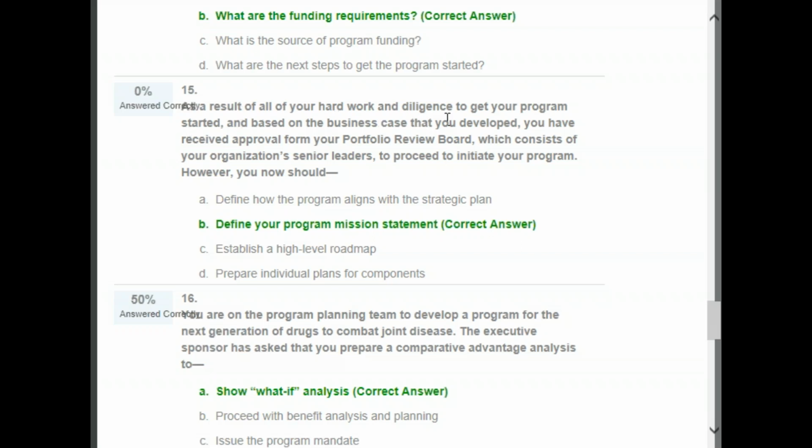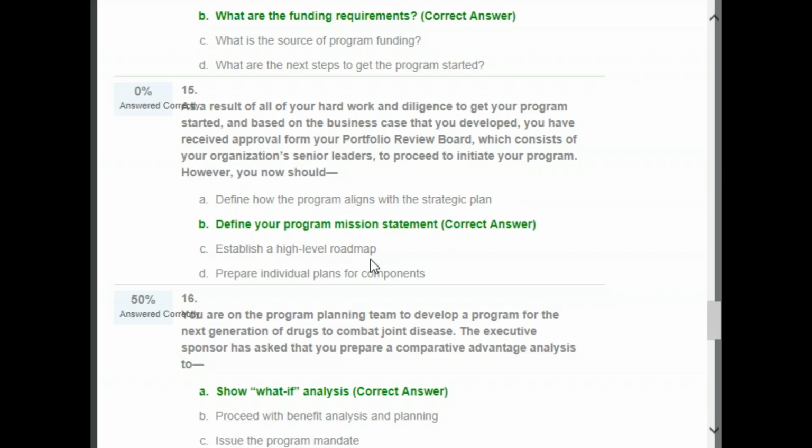As a result of all of your hard work and diligence to get your program started, and based on the business case that you developed, you may receive approval from your portfolio review board, which consists of your organization's senior leaders, to proceed to initiate your program. However, you now should define how the program aligns with the strategic plan. This should have been done already. Define your program mission statement.